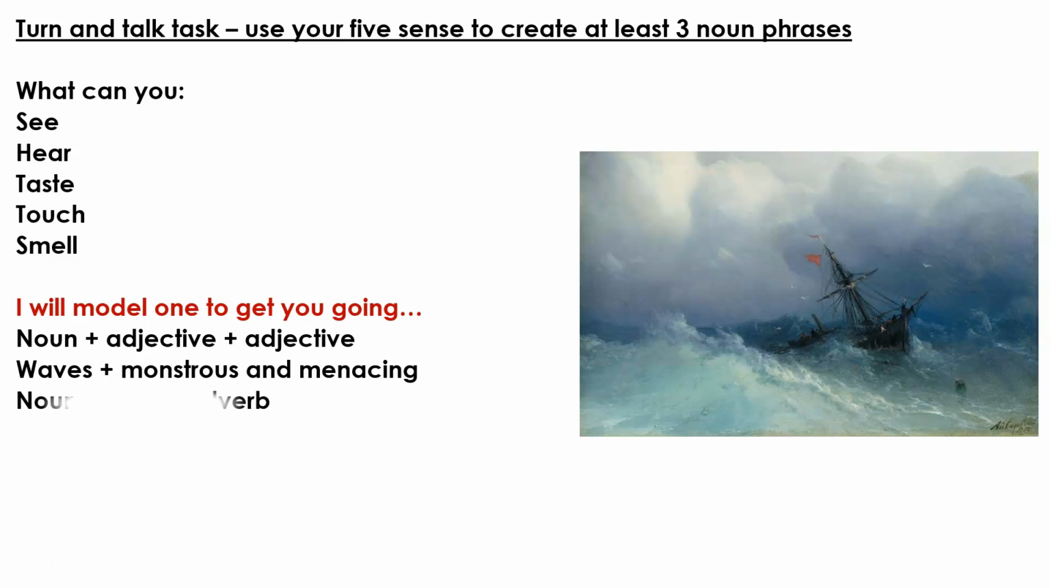Okay, now the other way to create a noun phrase is to go for the noun, verb, and adverb option. So I still start in the same place. What can I see? The waves. But instead of asking myself what they are like, which gives me adjectives, I'm going to say, well, what are the waves doing and how are they doing it? So a verb tells me what the thing is doing, and the adverb tells me how it's being done. So the waves surged menacingly. Noun, adjective, adjective: waves were monstrous and menacing.